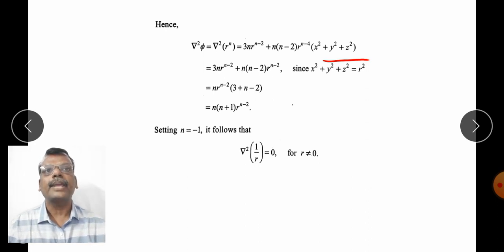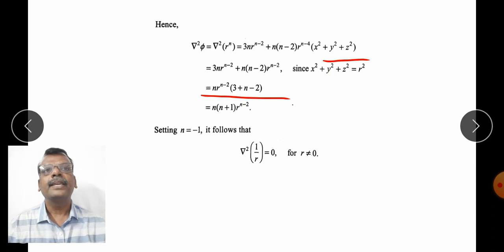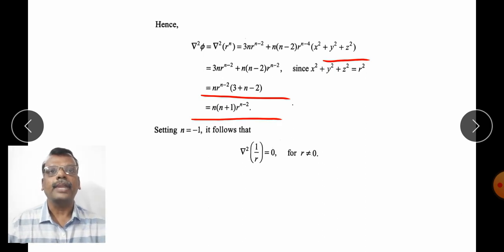3n into r power n minus 2 plus n into (n minus 2) r power n minus 2. Take n into r power n minus 2 as a common term. Therefore we write n into r power n minus 2 of (3 plus n minus 2). That is 3 minus 2 is equal to 1. Therefore finally we have n into (n plus 1) r power n minus 2.